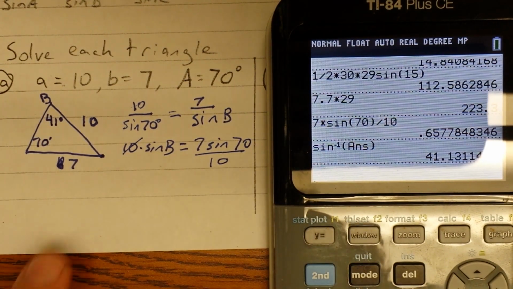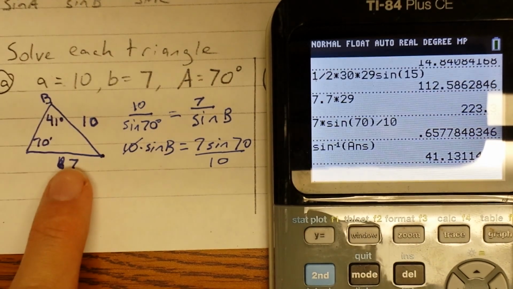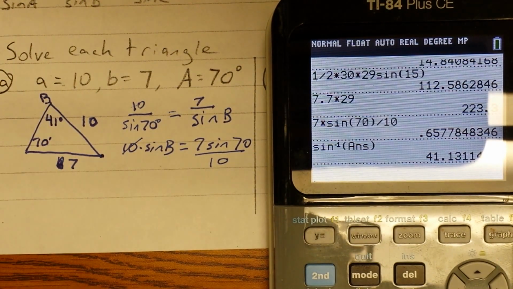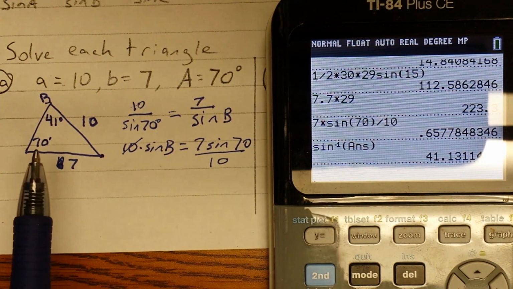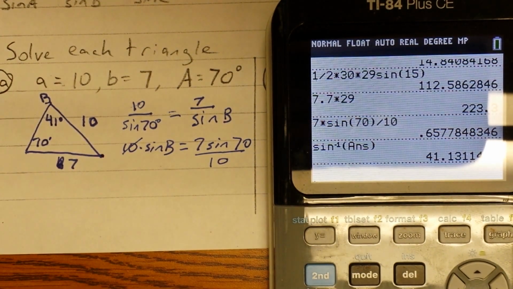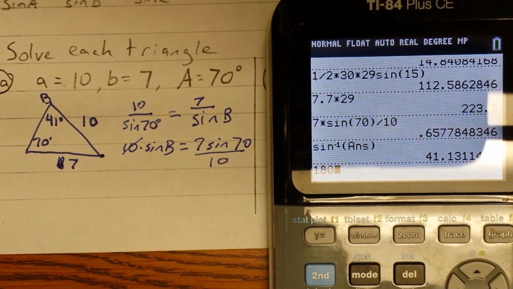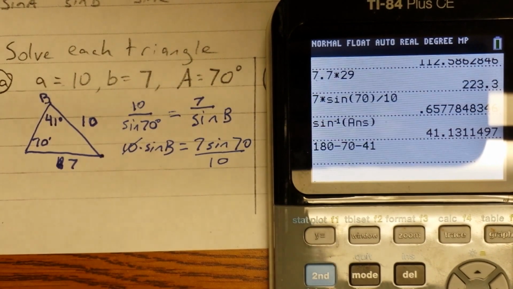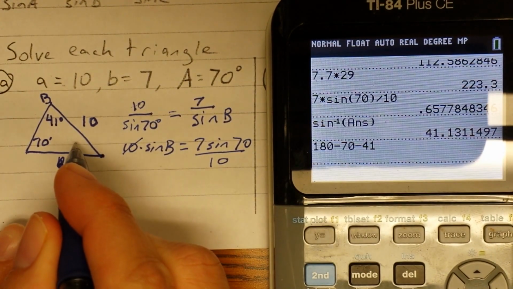Okay, and that angle is across from the side B, across from the 7, based on the way we set it up. So we can find this third angle because we know what the three angles in a triangle should add up to. They should add up to 180. So I'm going to start with 180 degrees, then subtract out the 70, then subtract out the 41 to see what's left over. What's left over? 69 degrees.